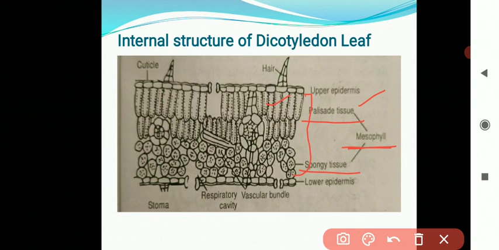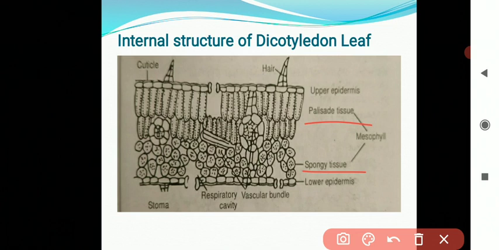Now the region below the upper palisade and above the lower epidermis is occupied by spongy parenchyma. This is the spongy parenchyma. Usually they are composed of loosely arranged, irregular and thin-walled chlorophyllous cells, and due to the presence of large air spaces they are helpful in exchange of gases between cells and the atmosphere. They are photosynthetic in function and they are also concerned with the storage of food material. So this is the mesophyll tissue divided into palisade and spongy and present in between the upper and lower epidermis.